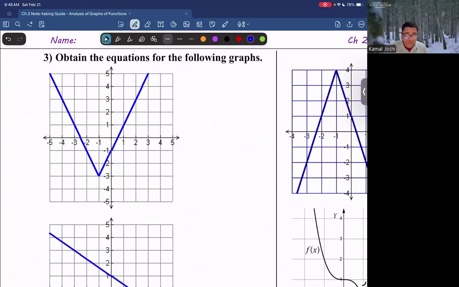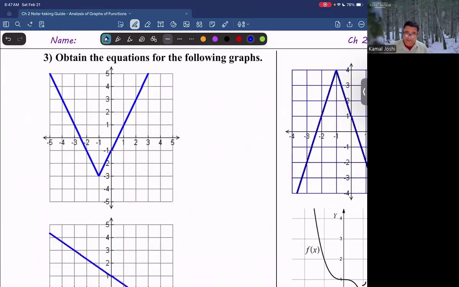In these problems, we will write the equations. Now, if you have just watched the previous video right before this, you might be wondering, have we not already done this? My answer would be yes and no.